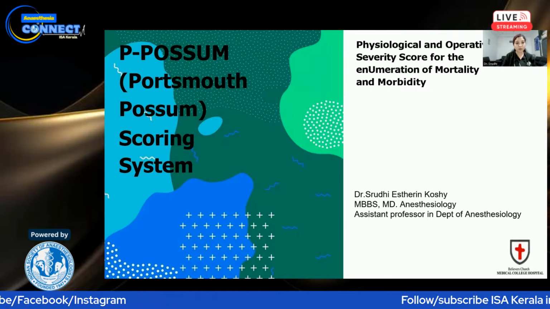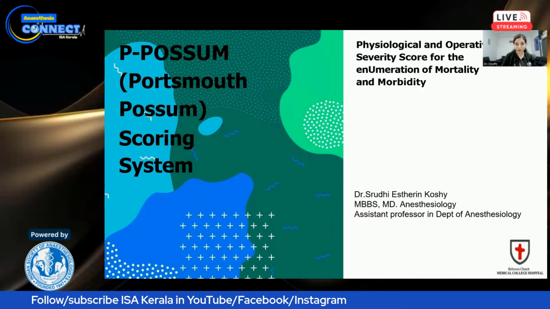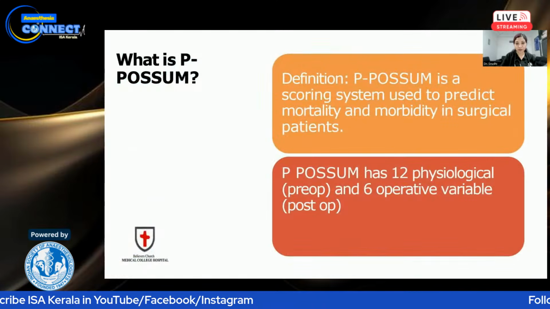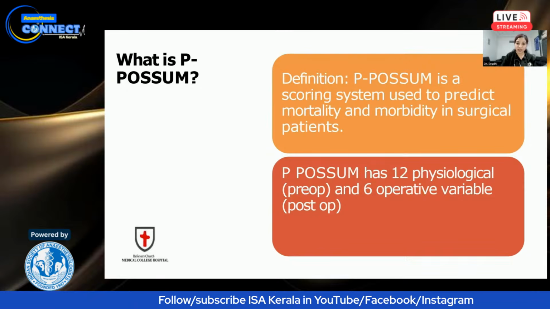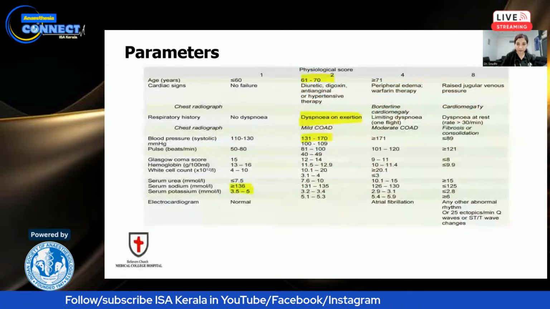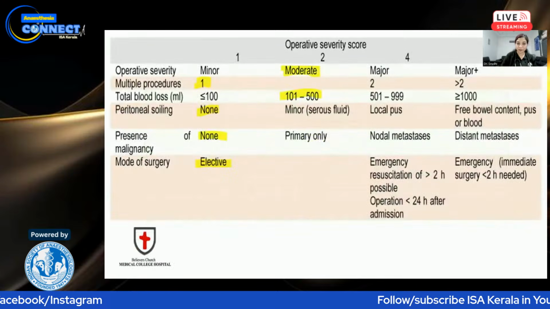POSM, Portsmouth POSM Scoring System. POSM stands for Physiological and Operative Severity Score for the enumeration of mortality and morbidity. What is POSM? The definition is POSM is a scoring system used to predict mortality and morbidity in surgical patients. POSM has 12 physiological and 6 operative variables. These are the parameters for physiological scores, and these are the parameters for operative scores.